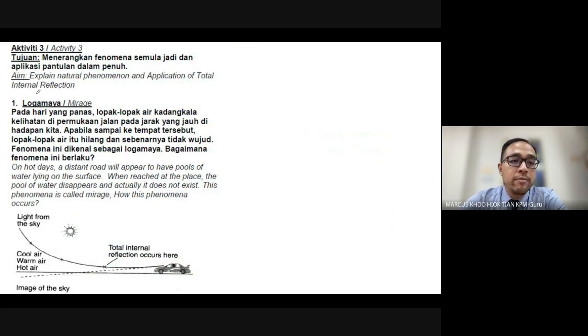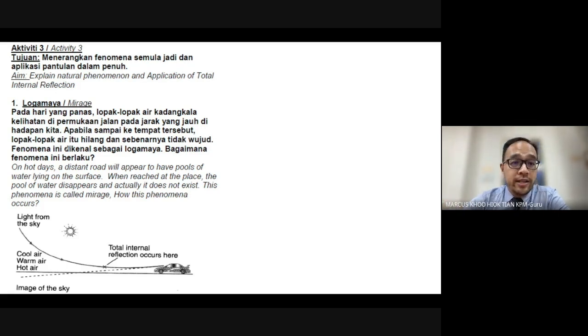Mirage in Bahasa Melayu is logamaya. So on a hot day, let's say for example you're standing in front of All Saints when there's no car, and it's a very hot day, if you look very far ahead, actually you can see kind of like a pool of water. This is even clearer in the desert. But I guess in front of All Saints you can also say it's kind of a desert. The problem is you can see the pool of water there, but when you go nearer to the water, the pool of water disappears.